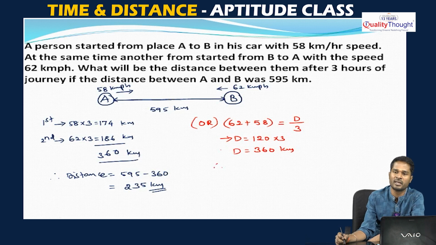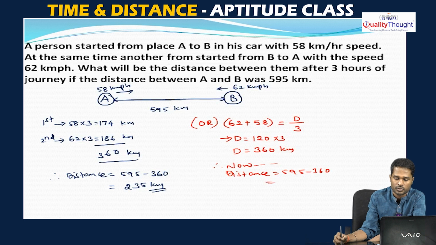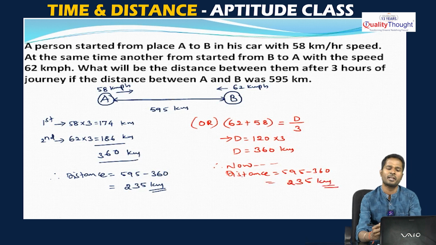Now what is the remaining distance between them? The distance between them after 3 hours is the total distance 595 minus the travelled distance 360. So 9 minus 6 is 3, 5 minus 3 is 2, which is 235 kilometers. We can use any method. In the first method we calculated individually how many kilometers they travelled in the 3 hours, but in the second case we have taken the relative speed, which is the addition of both the people's speeds.